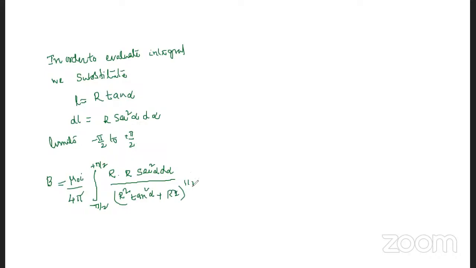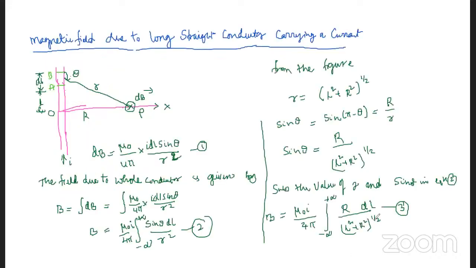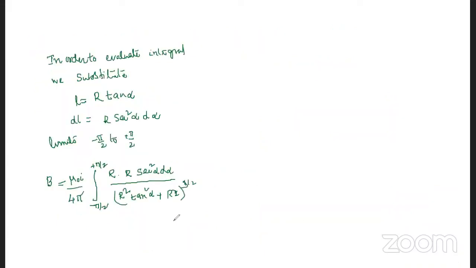Sorry, it becomes 3 by 2. Actually, here also we made a mistake. It should be the power of 3 by 2, since 1 by 2 is already there. Therefore, we have got this.